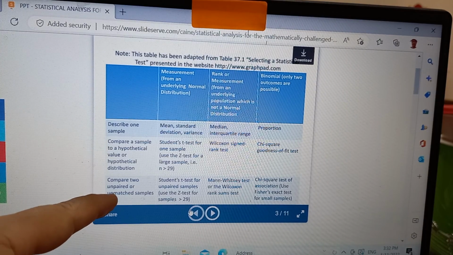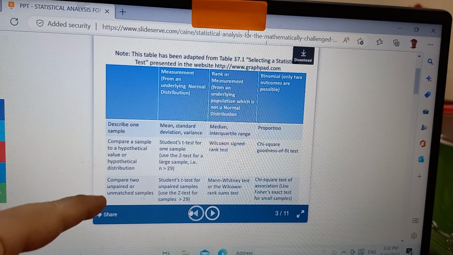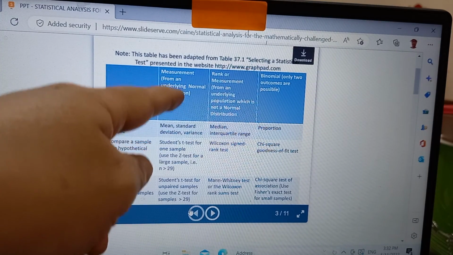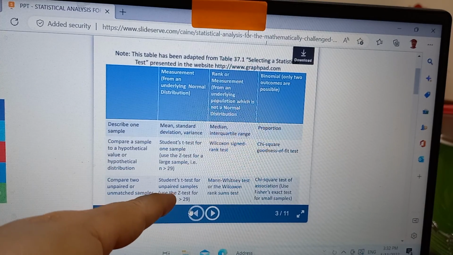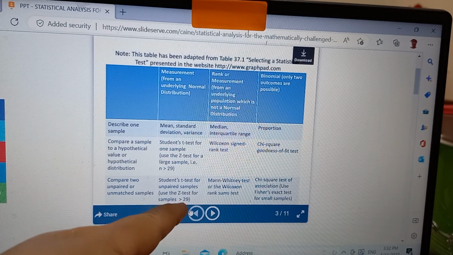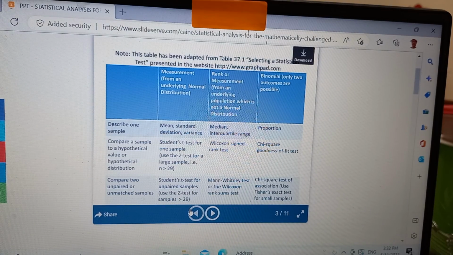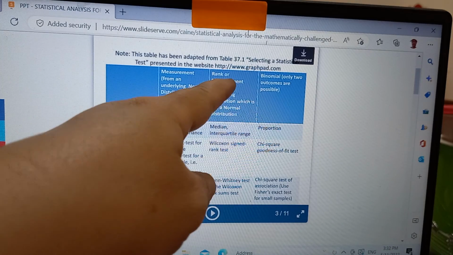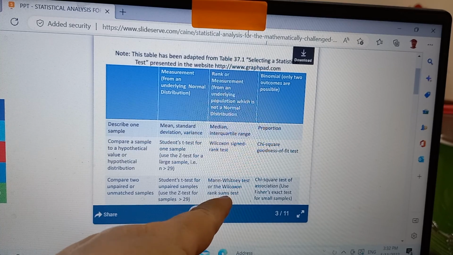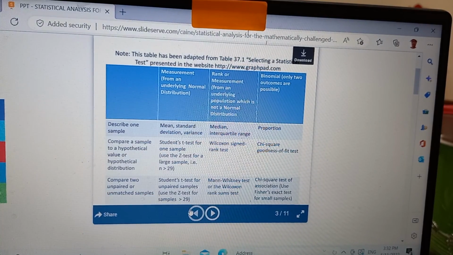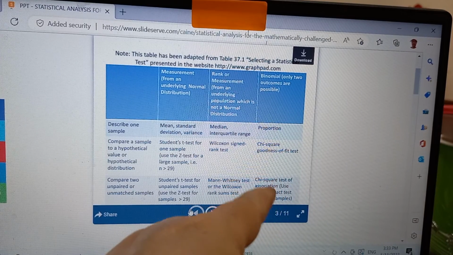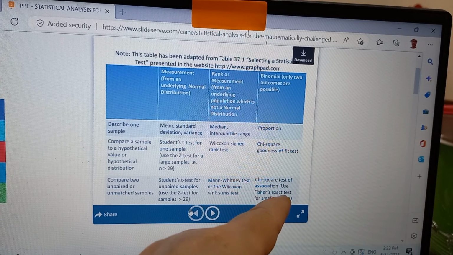If you have two samples, but there hasn't been any pairing or matching, collected from an underlying population which is normally distributed, then use the Student's t-test for unpaired samples. Sample size greater than 29, use the z-test. Data collected from a population which is not a normal distribution, two samples, unpaired, unmatched, use the Mann-Whitney test or the Wilcoxon rank sum test. For binomial outcomes, use a chi-square test of association. If it's a small sample, use Fisher's exact test.